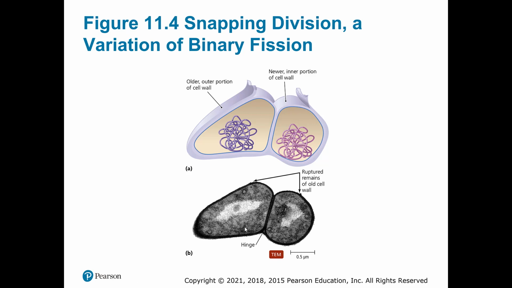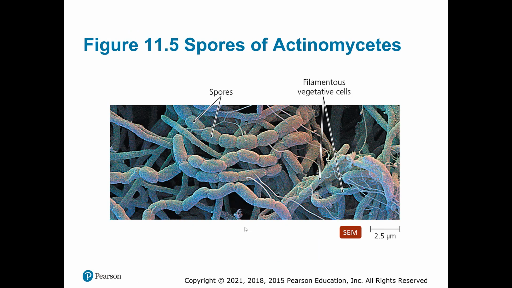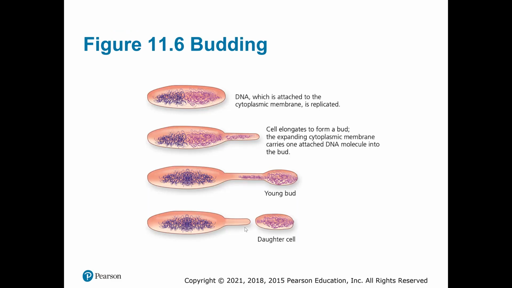Not all cells will do that when they divide. And then budding. This is going to be mostly for yeast. We're going to see budding. Instead of what we saw in binary fission, where one cell split in half to form two new cells and there was no parent cell left at the end, the parent cell was gone and you ended up with two daughter cells.